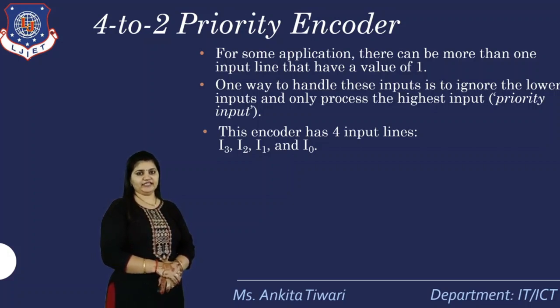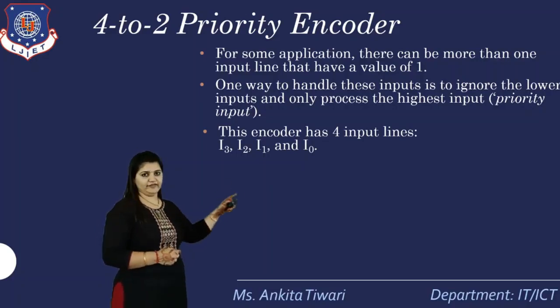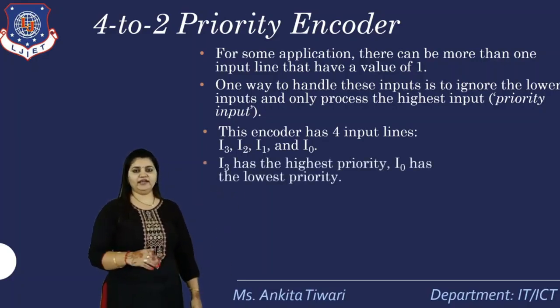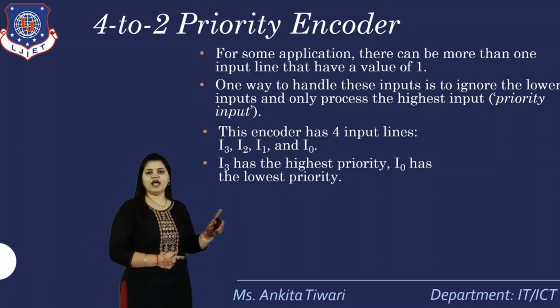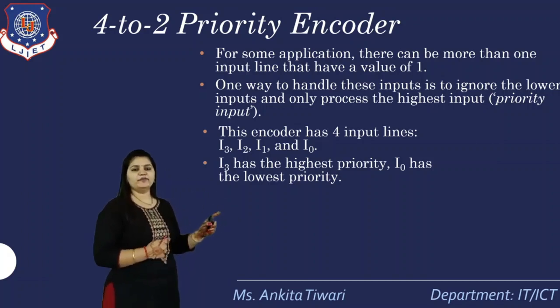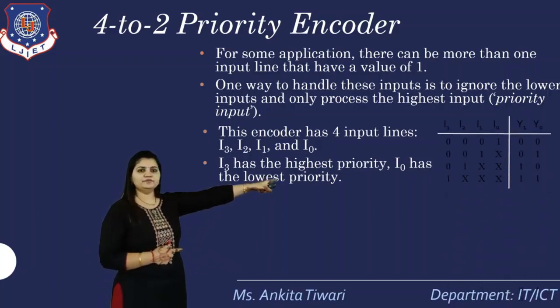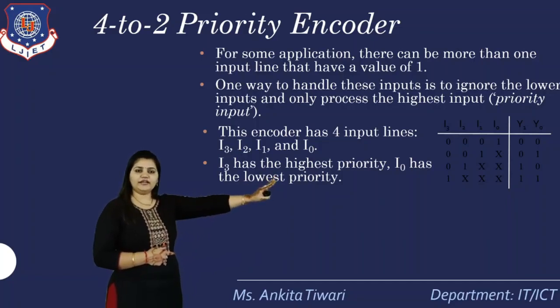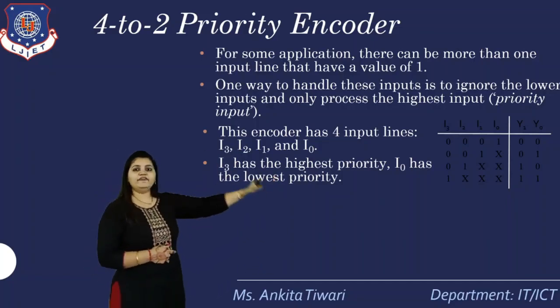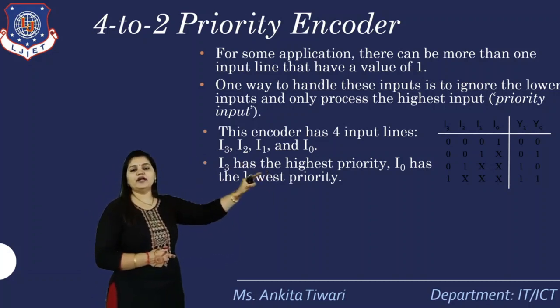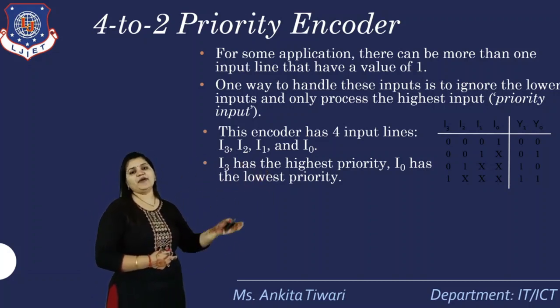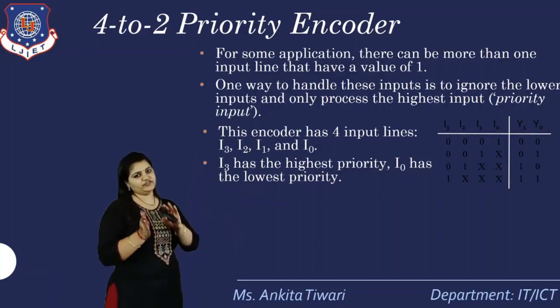Here we are taking an example of 4 to 2, which means 4 inputs, I0, I1, I2 and I3. Which input will have the highest priority and which the lowest? I3 will have the highest priority and I0 the lowest. With respect to that, we'll have the same table as the 4 to 2 line encoder. Highest priority will be given, and the lowest will be ignored.